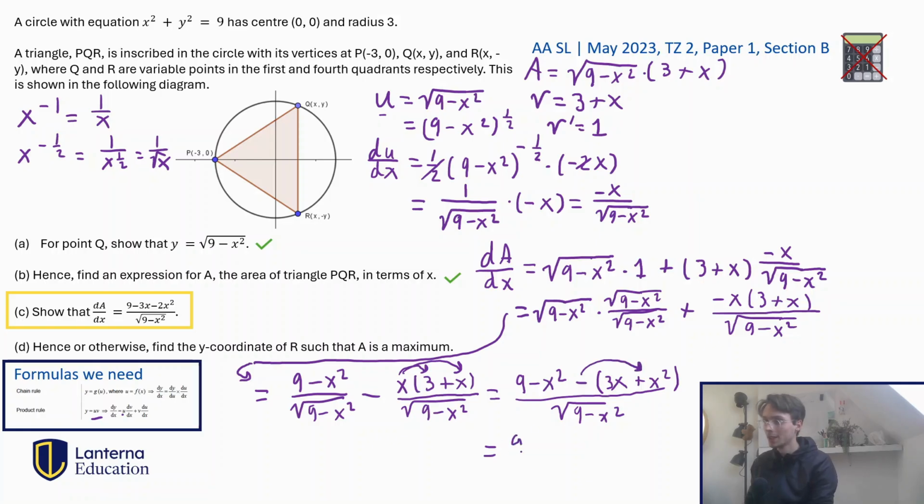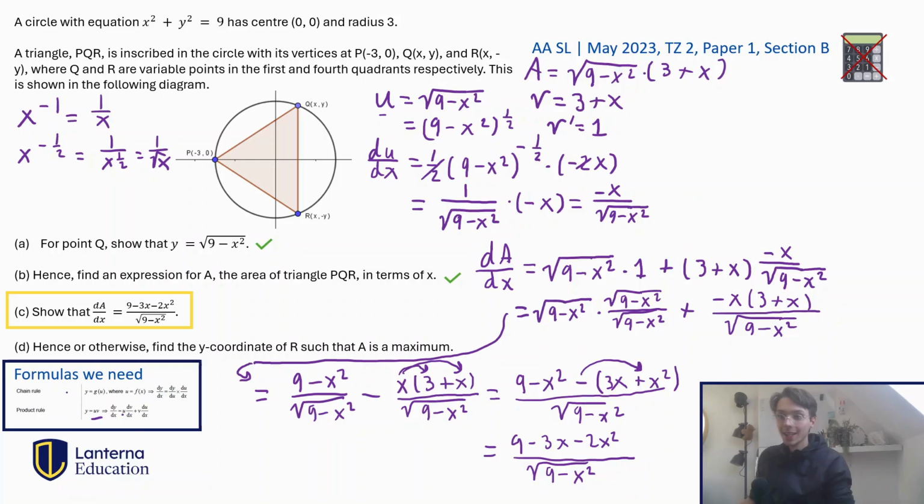That's how we finally get 9 minus 3x minus 2x squared divided by the square root of 9 minus x squared. Wow. Okay, what an adventure, but we made it. That's a lot of marks, guys. If you got all of that, you can be very, very happy with yourselves. And if you didn't, no worries, this was a tough question.